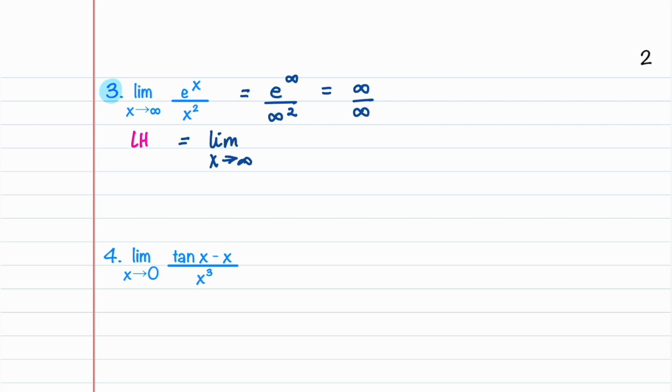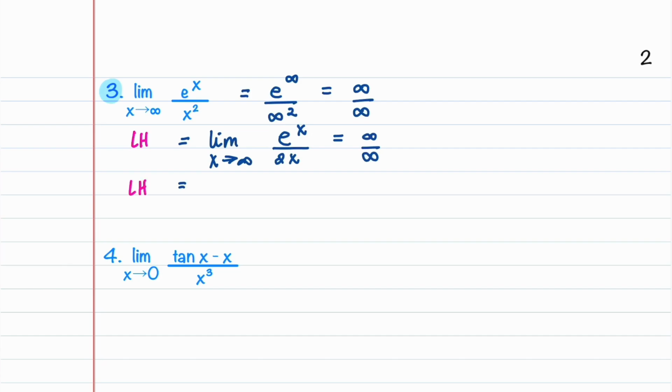Now we're going to take the derivative of the numerator, and that is e to the x, and the derivative of the denominator, which is 2x. And we're going to substitute in that x is equal to infinity, and we again get infinity over infinity. It is not uncommon to have to use L'Hopital's rule more than once. You just keep using it until you finally get an answer that's not infinity over infinity. So let's go ahead and let's apply it again.